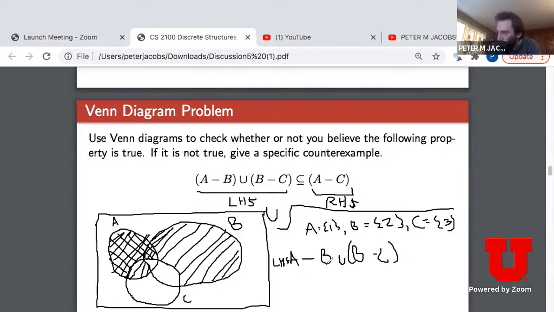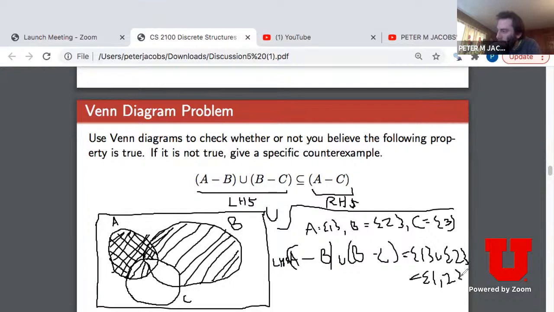Just getting parentheses in here. So the A without B is just going to be 1, because it's 1 without 2. So 2's not in A, so that's just A itself. So that's just 1 union B without C. So 2 without 3, well, 3 is not in B, so this is just 2. So that's 1 union 2. So that means that the left-hand side is just {1, 2}.